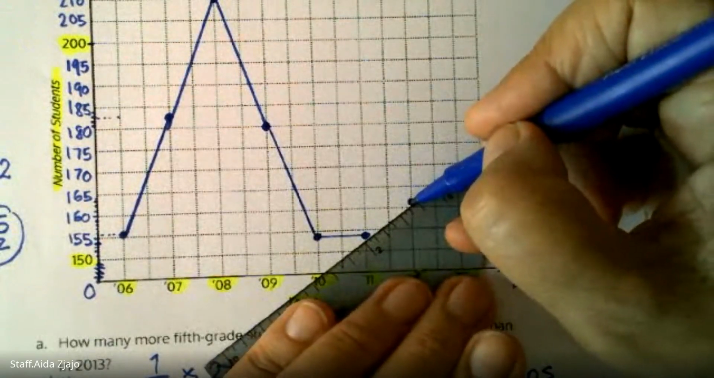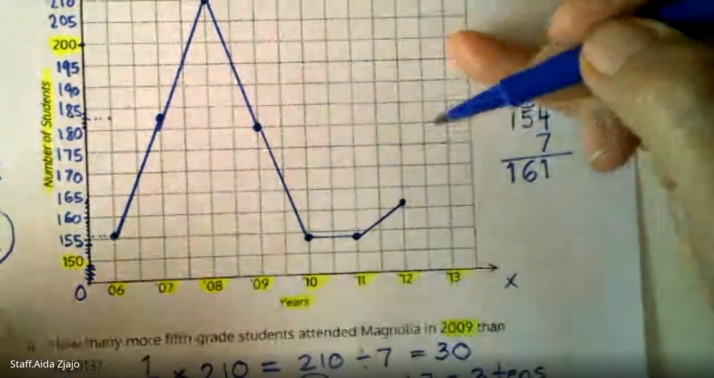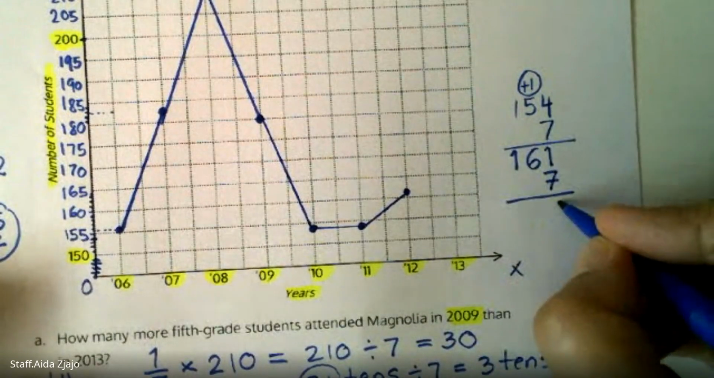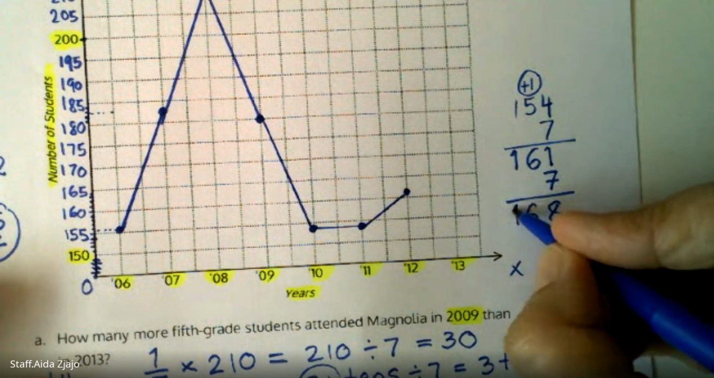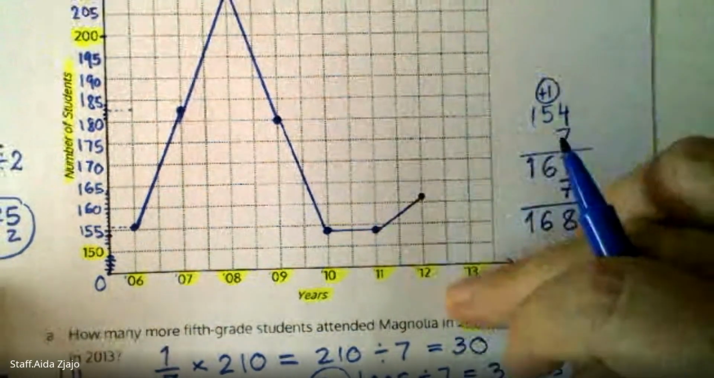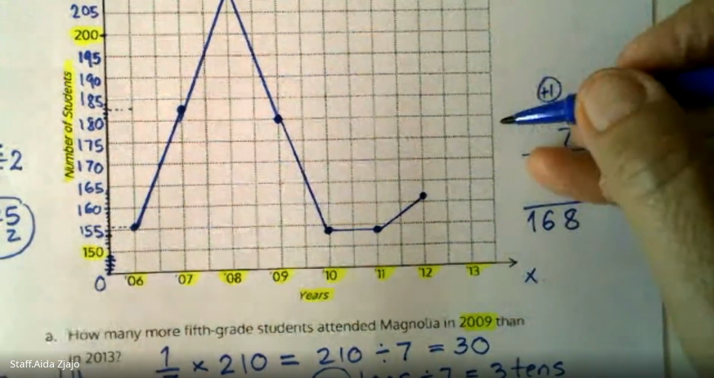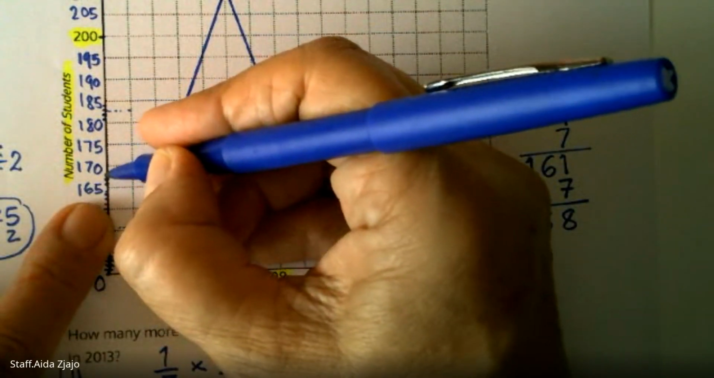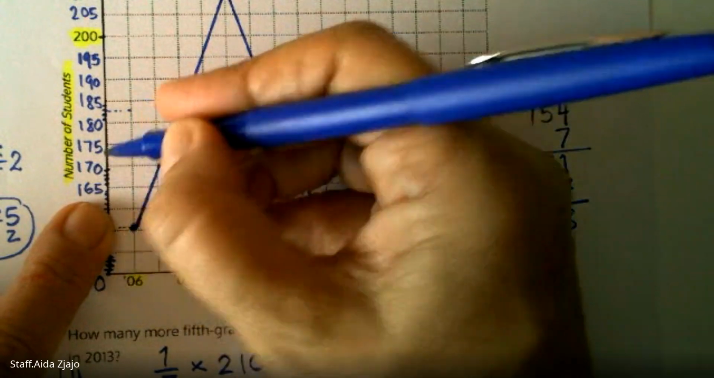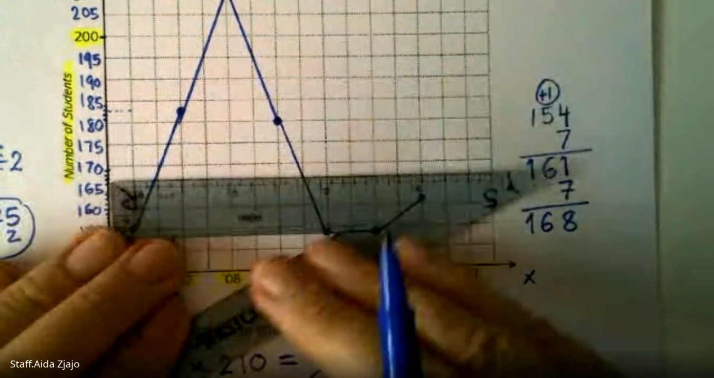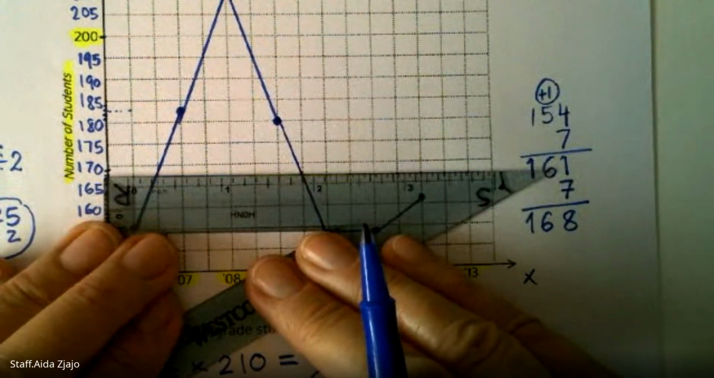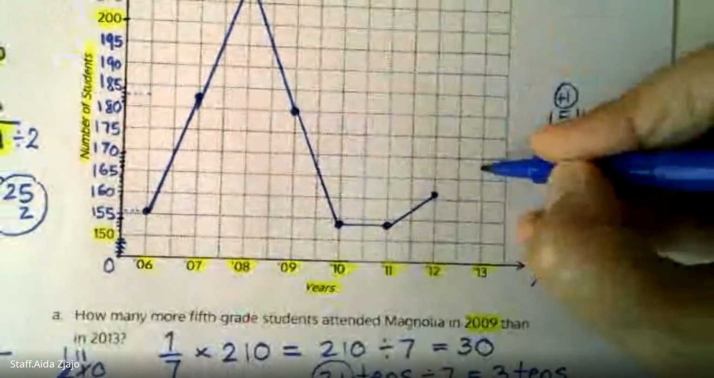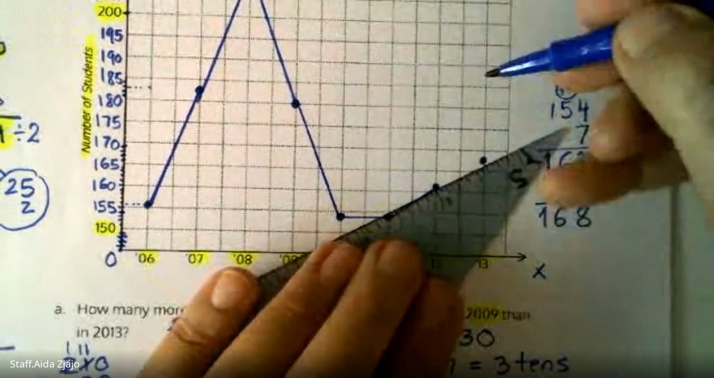Okay, and then again, next year grew 7 more, so 168 would be the year 2013. So 165, 66, 67, 68, 69, 70. Okay, so 168 is about here. All right, so there you go.